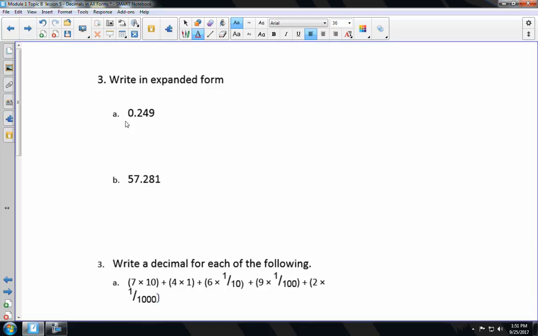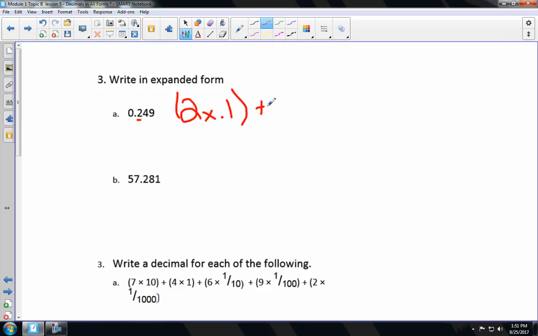Sometimes we're going to turn into expanded form. So when we're going to turn into expanded form, remember we just go step by step. So it's 2 times 1/10, and then it's 4 times 1/100th, and then it's 9 times 1/1,000.